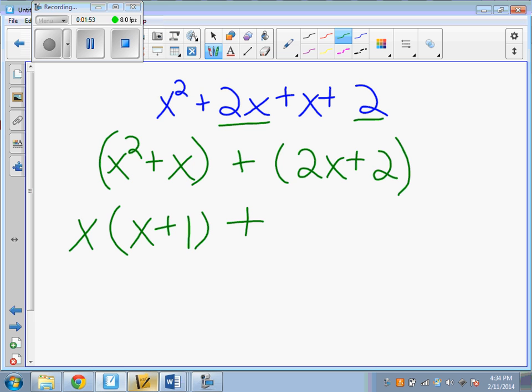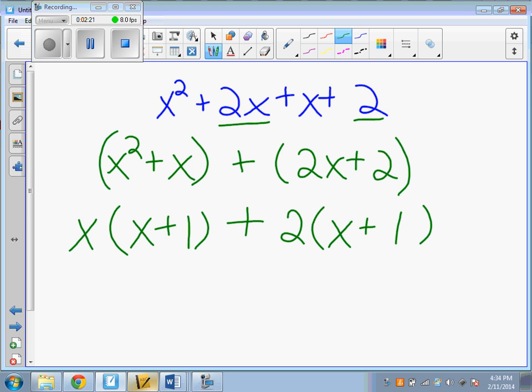Now if I look at my second pair here, the 2x plus 2, I'm going to do the same thing. I'm going to factor it. Looking at their greatest common factor is just 2. So inside my parentheses, I have 2x divided by 2, which is just going to leave me with x, plus 2 divided by 2 leaves me with 1. Now see how both x and 2 are being multiplied by x plus 1.